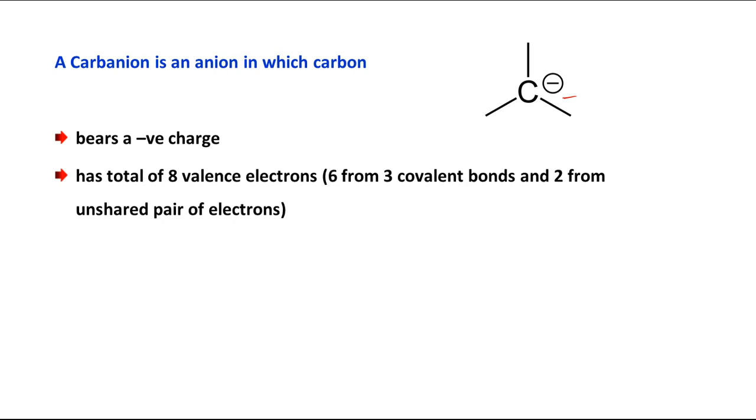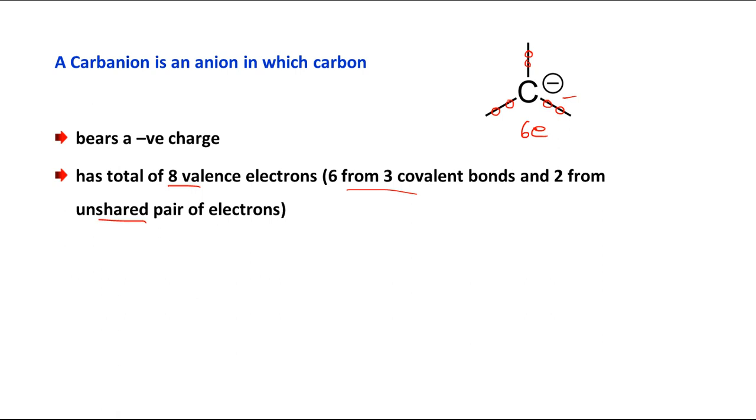Now how many electrons will be surrounding carbon in carbanion? It is basically a total of 8 electrons. Out of these 8 electrons, 6 are coming from 3 covalent bonds. Here you can see 3 covalent bonds are present, and these are the electrons that are present in these bonds. So here you get 6 electrons from 3 bonds, and the rest of the 2 electrons are coming from this negative charge. So this is an unshared pair of electrons.